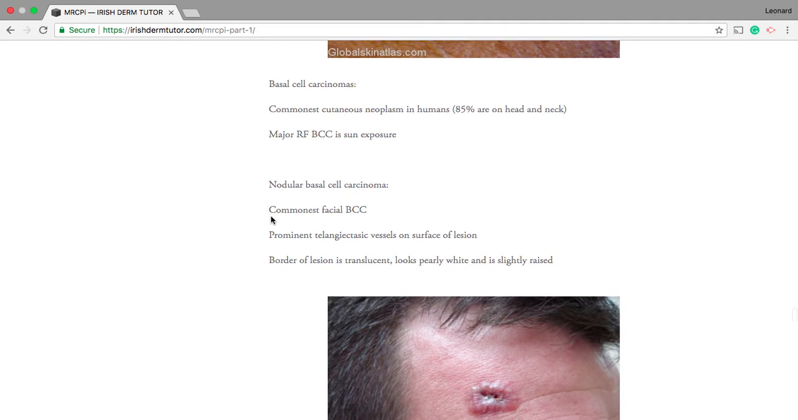So I'll now move on to basal cell carcinomas, and this is the commonest cutaneous neoplasm in humans, and 85% are found on the head and neck. And of course, the major risk factor is sun exposure.